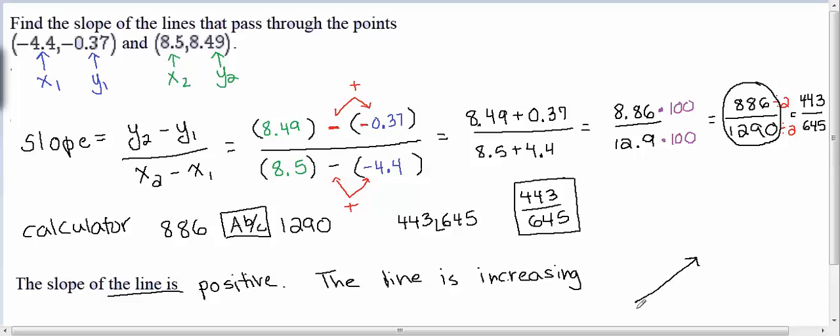If I were a person standing on that line, moving from left to right up the line, I would be walking uphill.